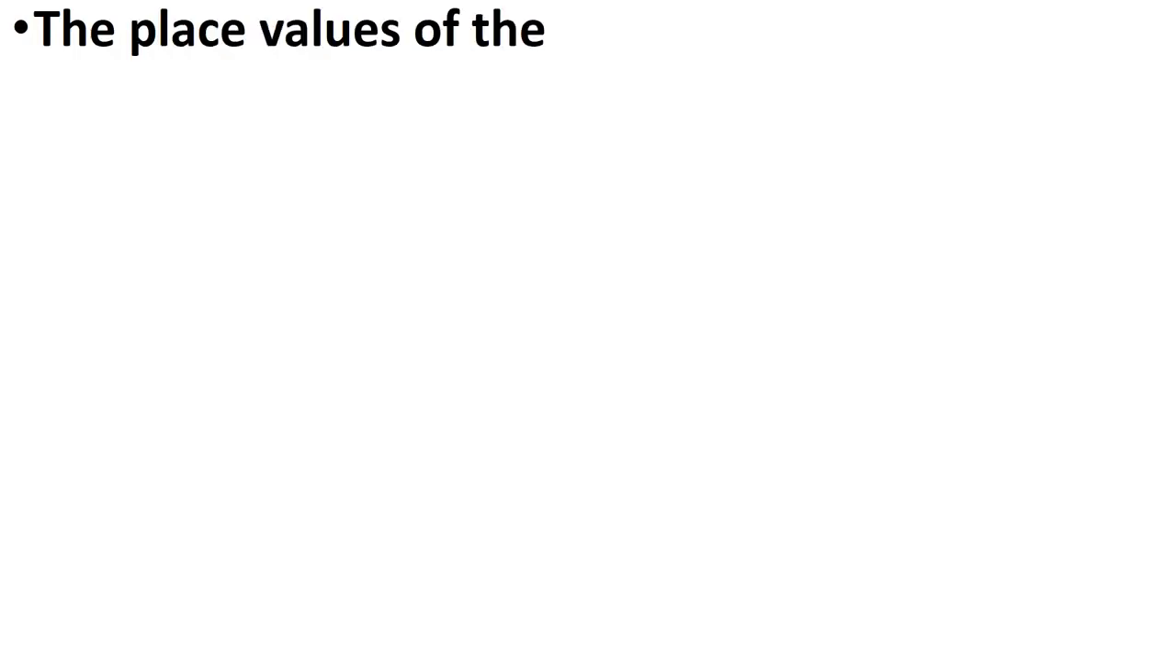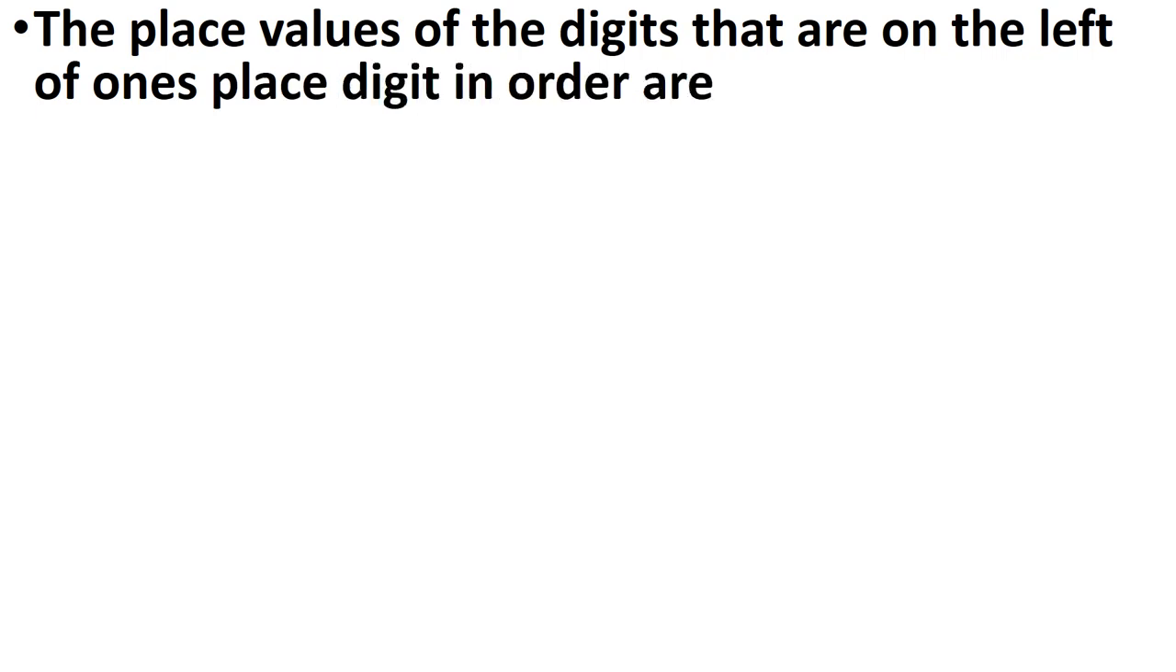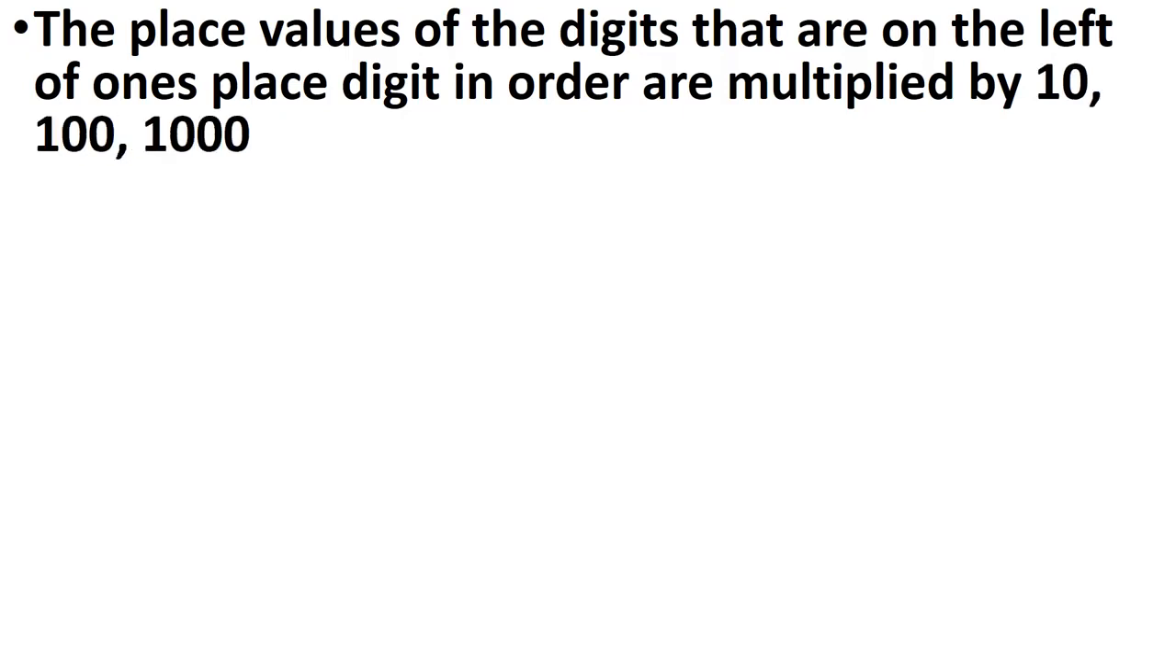The place values of the digits that are on the left of the ones place digit are, in order, multiplied by 10, 100, 1000, and so on. The tens place digit will be multiplied by 10, the hundreds place digit by 100, and the thousands place digit by 1000 to find the place value. This is how we find the place value of left-hand side digits.